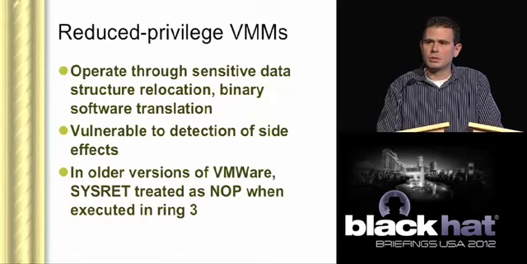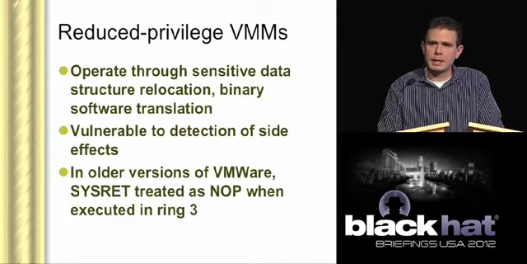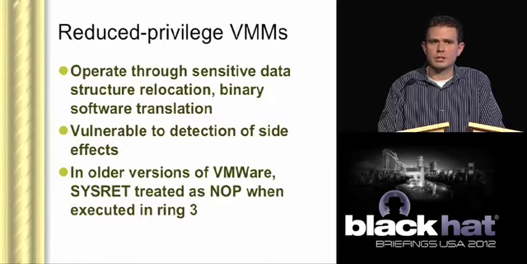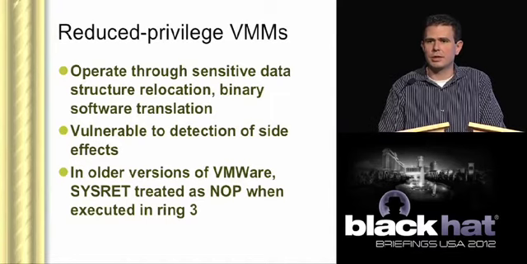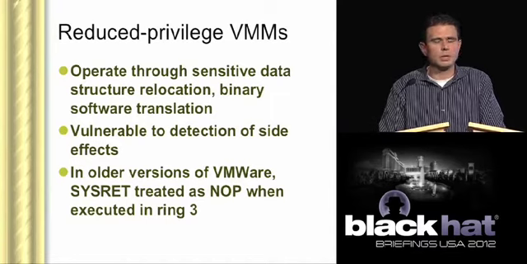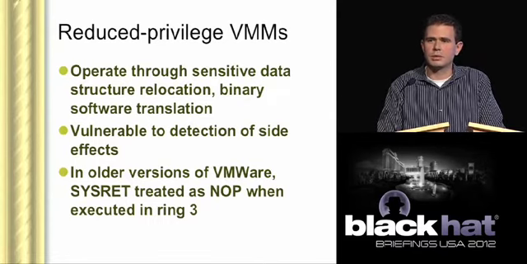Now, reduced privilege guest virtual machine monitors are vulnerable to the side effects they create for the purposes of enhancing performance. And as a concise example, older versions of VMware, if you were to execute a program that contained the sysret instruction, even if it was executed in ring 3, would treat it as a no-op. Sysret requires ring 0 and thus should generate an exception. So in this case, it's the presence or absence of an exception that can be used to identify a reduced privilege guest virtual machine monitor.